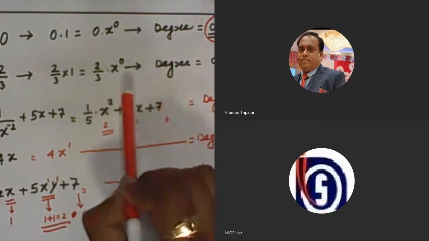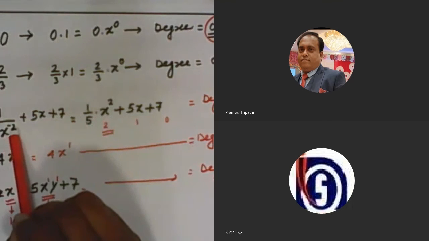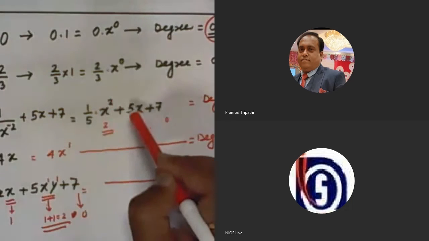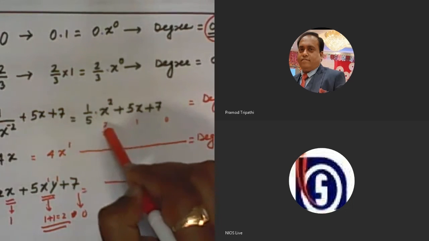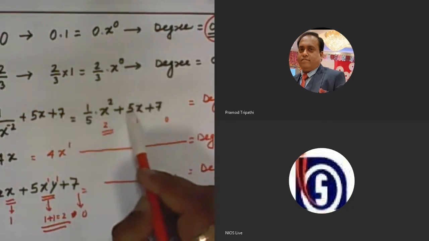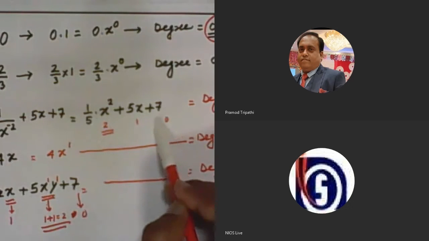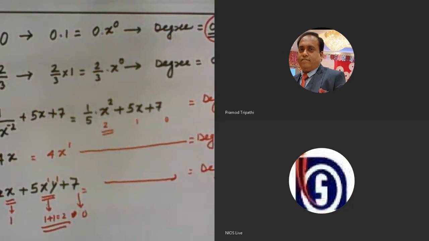It is a constant. In the same way, when x raised to the power minus 2 goes to the upper side, it will be x square plus 5x plus 7. So the degree of this term is 2, the degree of 5x is 1, and the degree of the constant term is 0. So the highest degree is 2, and the degree of the polynomial is 2 here. Similarly, 4x is x raised to the power 1, so the degree will be 1.